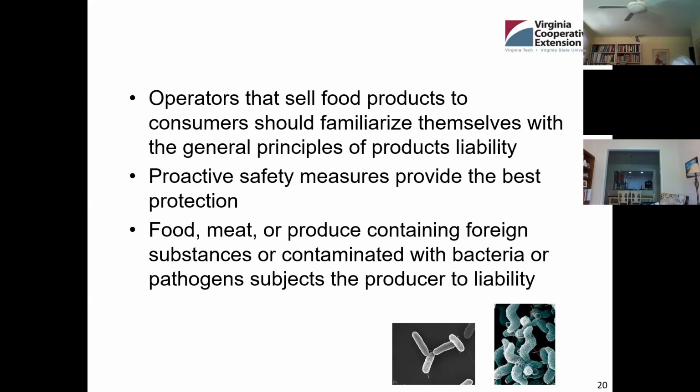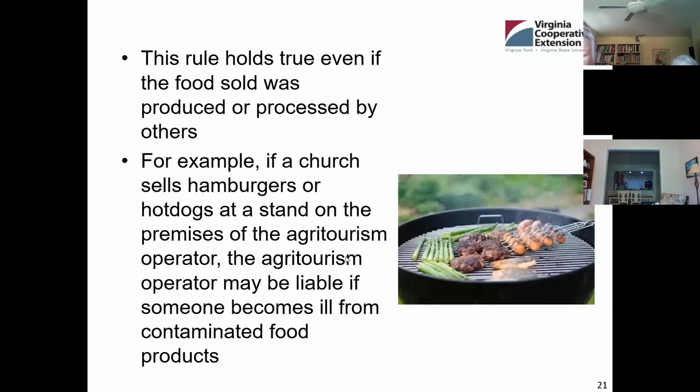Food, meat, or any other produce containing foreign substances or contaminated with bacteria or pathogens subject the producer to liability. And this rule holds true even if the food was sold or produced or processed by somebody else. So here's an example. If we have a church that sells hamburgers or hot dogs at a stand on the premises of an agritourism operator, that agritourism operator may be liable if someone becomes ill from that contaminated food product. Where I work at Virginia Tech, if I am doing some large event and I'm bringing in a food vendor, Virginia Tech wants to make sure that that food vendor also has their own liability insurance. More specifically, if it's a food vendor, they want to make sure that they have product liability insurance, so that if somebody gets sick because of the event that I'm holding, that vendor is responsible for that loss.